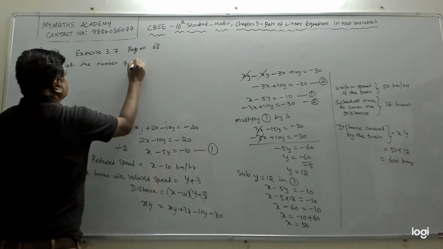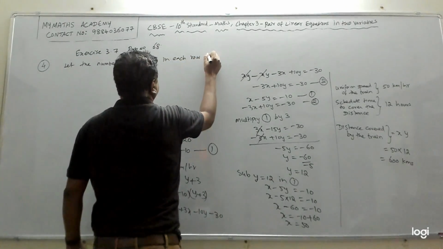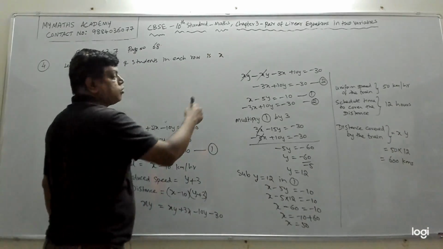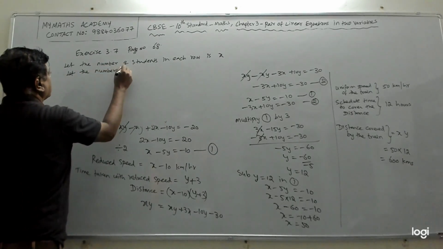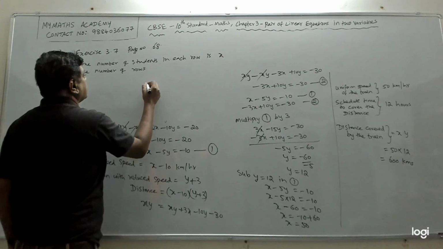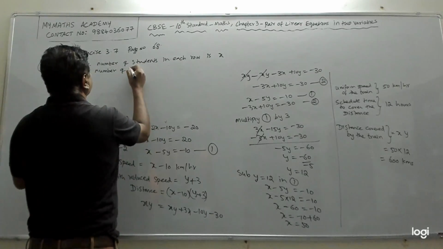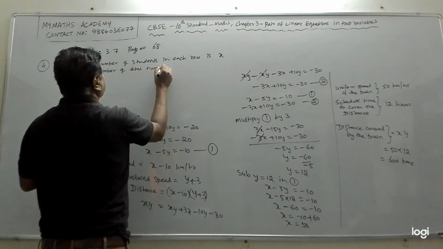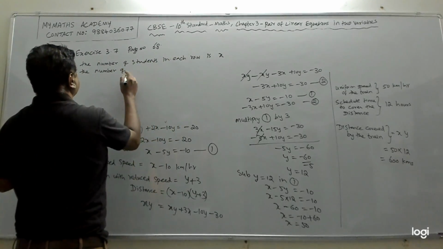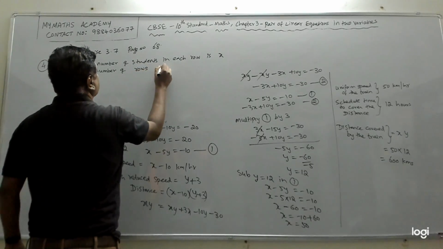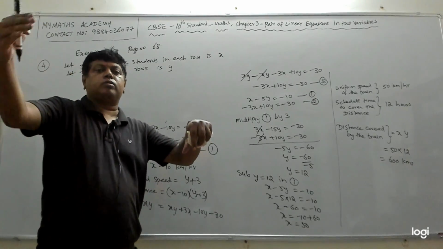So we will say, let the number of students in each row be x. So x number of students are there. Now let the number of rows be y. So there are x number of students in one row and there are y rows, right?